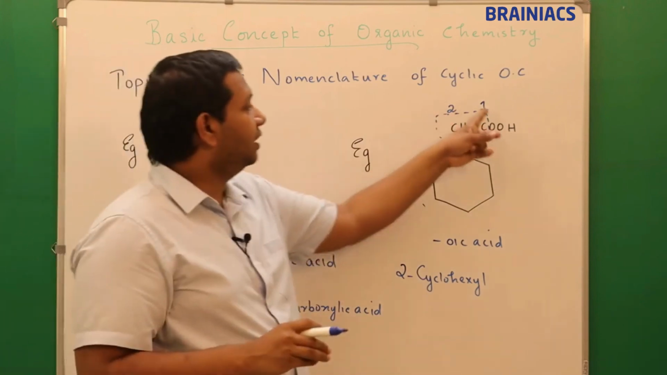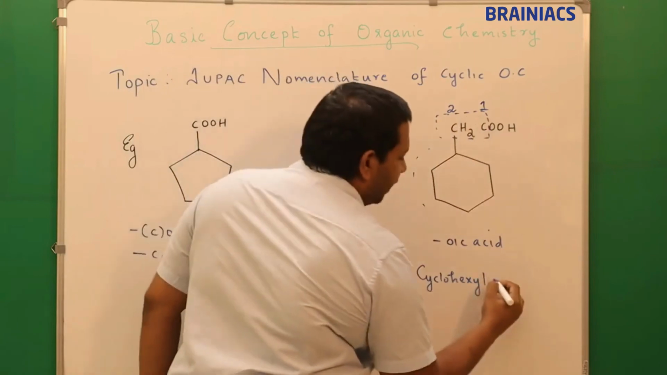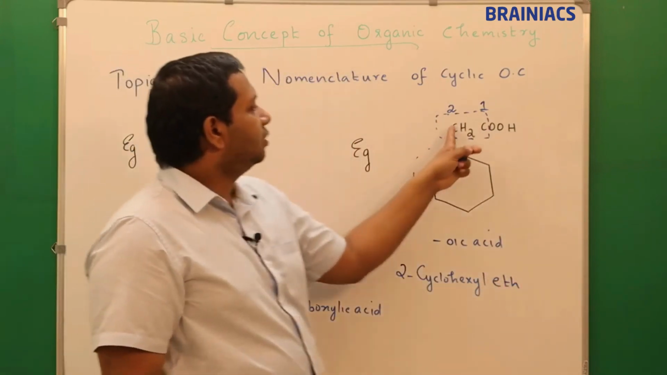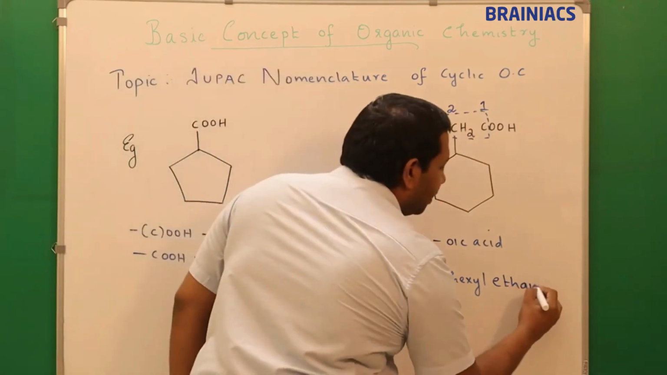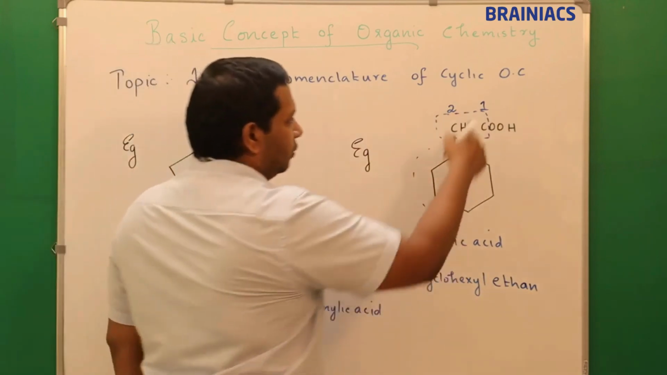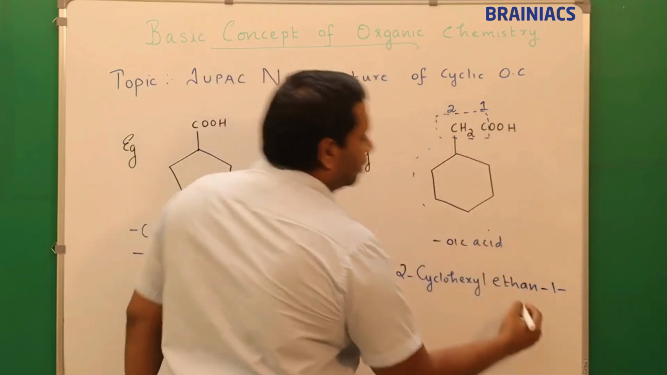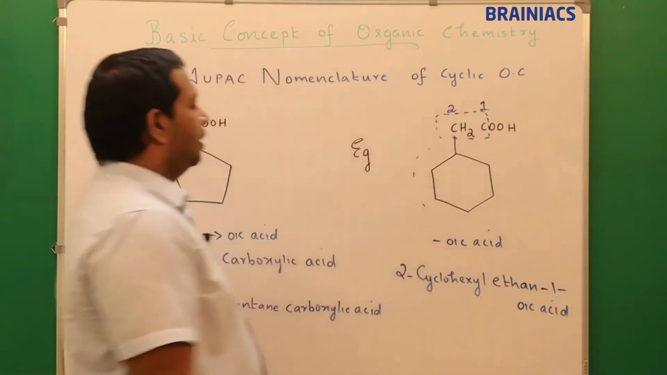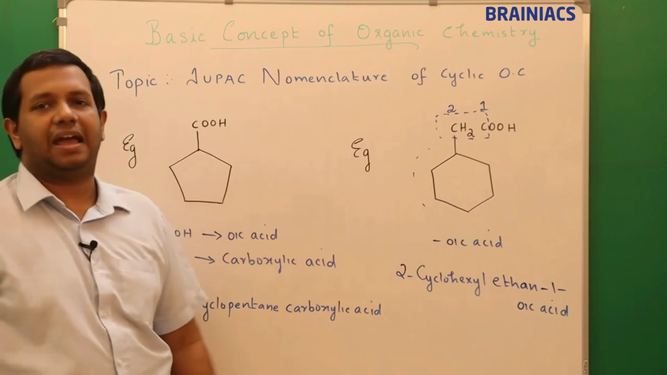Then there is no 1 degree prefix. Why? Because the parent chain is a linear compound. So word root is 2 are there. So eth, correct? And these two carbon atoms are linked by single bond, so I can say ethane, and 2 degree suffix is there, that is carbo at what position? First position. So ethane 1, we know that we will use the term oic acid. Okay, so the answer is what? 2 cyclohexyl ethane 1 oic acid.